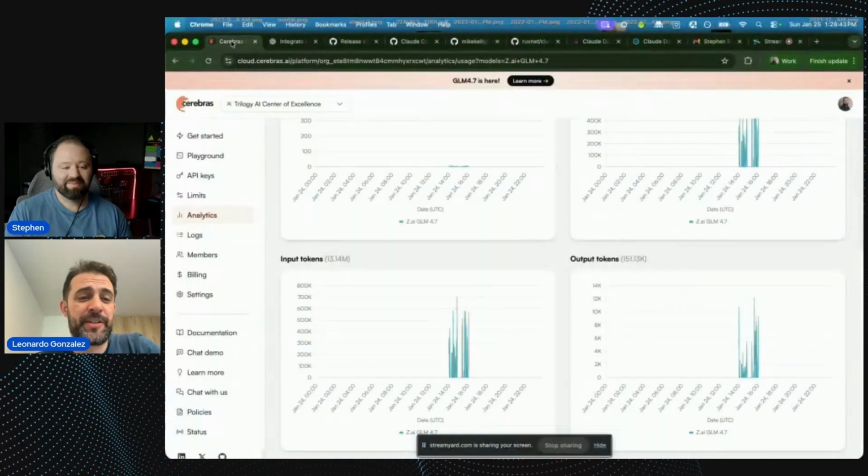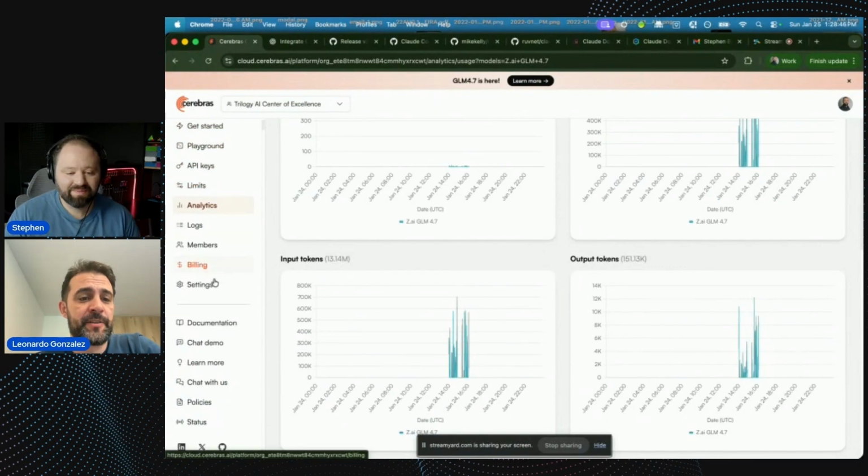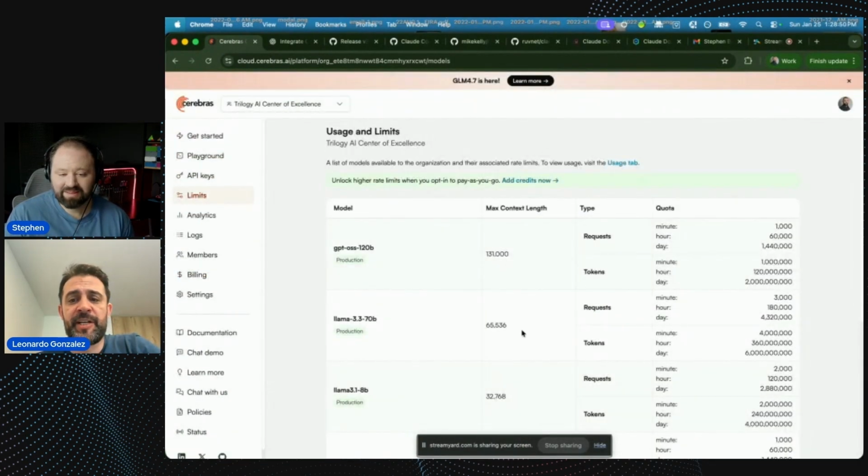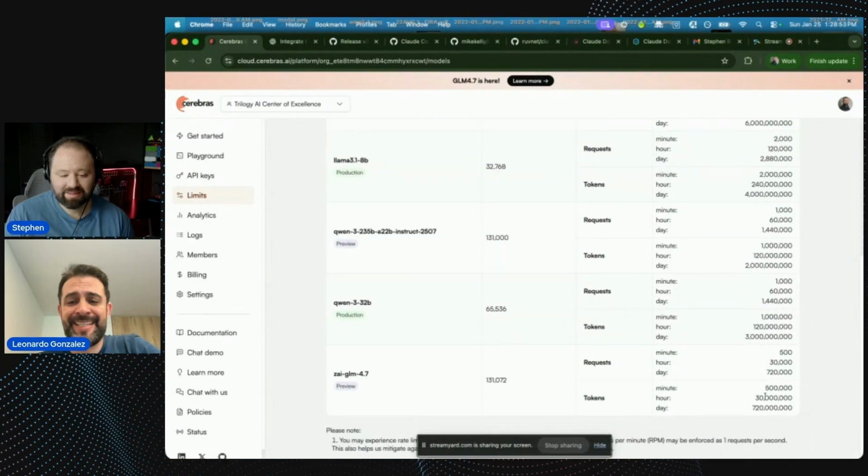So here, let me share my screen. I'll show you the disadvantages that I had. I had an unfair advantage, which is that at one point I had the plan. And if you go to limits, I'm on the enterprise tier, so these are insane limits. I've got a 720 million token a day limit. The disadvantage is that I'm not on the coding plan now.